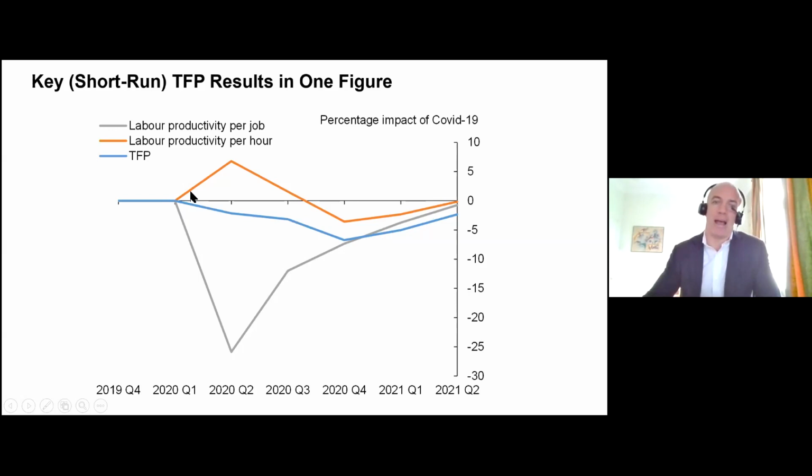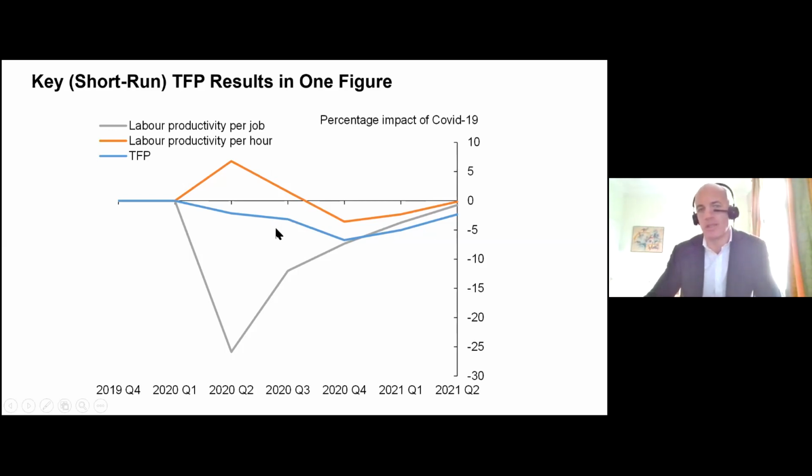Labour productivity per hour, we actually think was boosted above trend in the middle part of this year. And that's because hours worked fell by most in those industries where productivity was lowest to begin with, and this offsets the negative effect on the productivity of any given worker. TFP has already been depressed, and that's because capital inputs have fallen by less than labour inputs per hour.